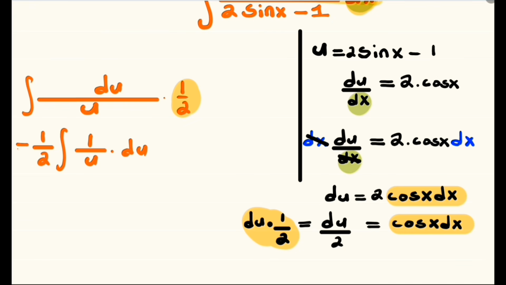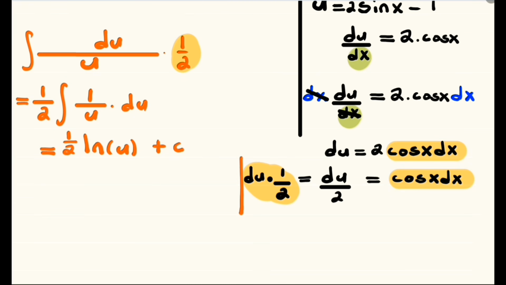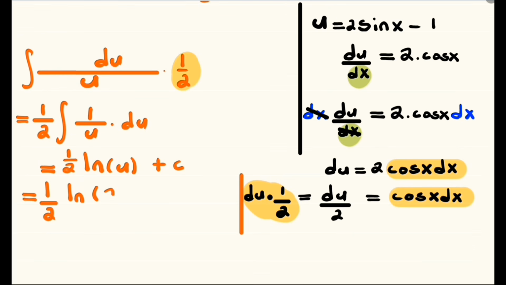And this will be equal to 1 over 2 multiplied by the integral of 1 over u, which is ln of u, plus our arbitrary constant c. And in the place of the u, let's substitute back the 2 sin x minus 1. So we have half multiplied by ln of 2 sin x minus 1 in the place of the u, plus c. And this will be our integral for question 4.1.1.